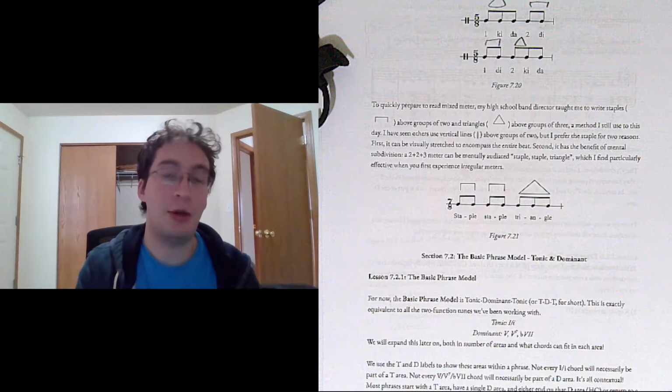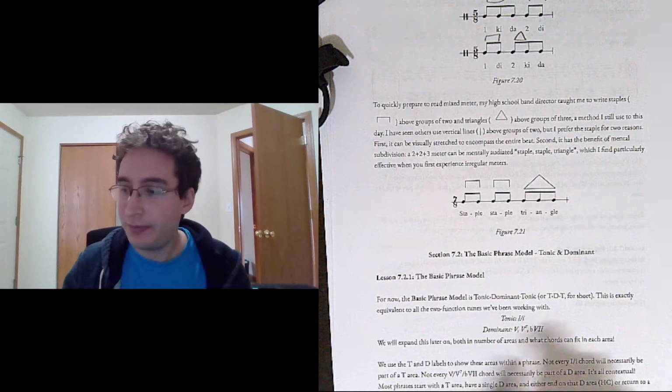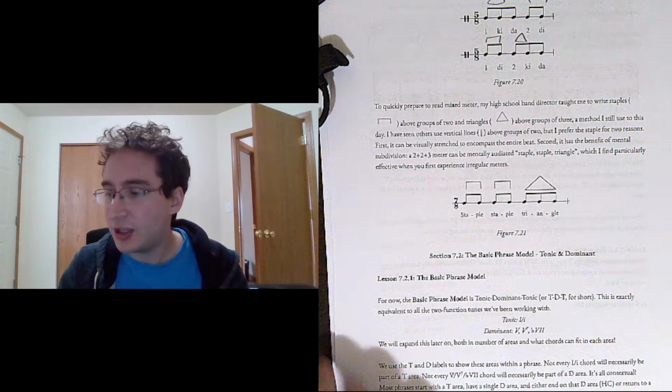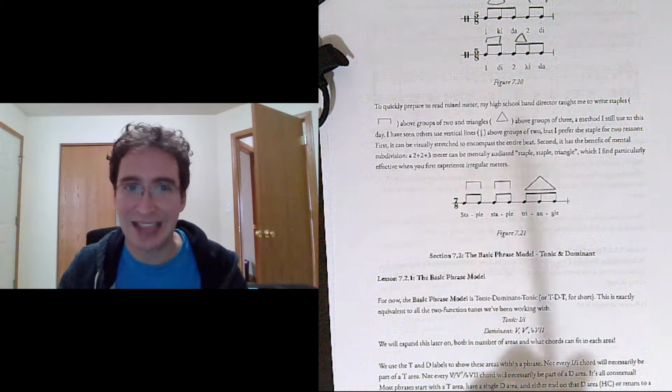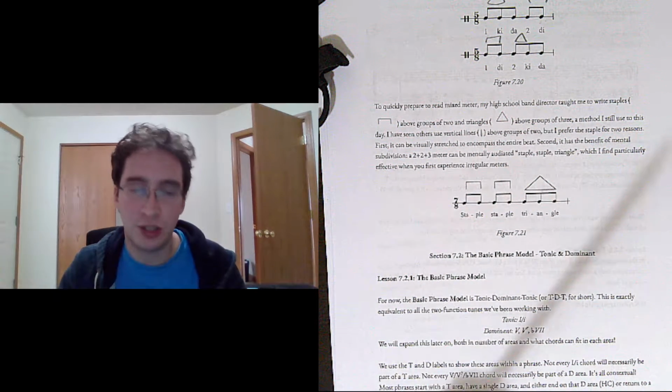Welcome to lesson 7.2.1 on the basic phrase model. The basic phrase model boils down to tonic, dominant, tonic. That's all it is. Obviously, there's a lot to unpack there. But tonic, dominant, tonic is basically exactly what we've been doing with all of our two-function ear tunes.